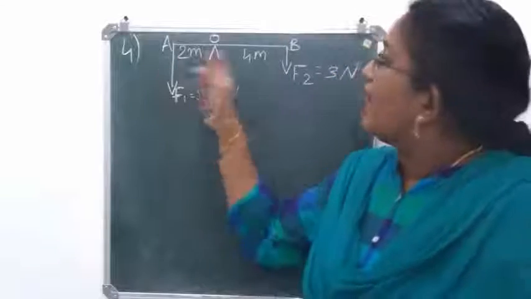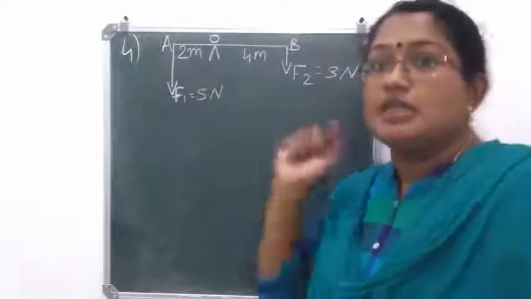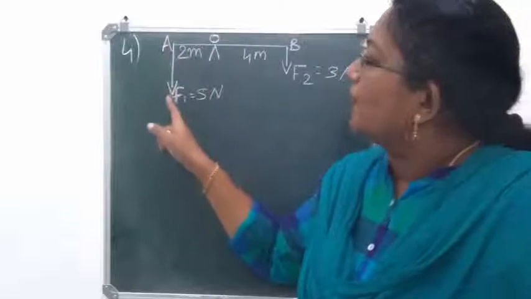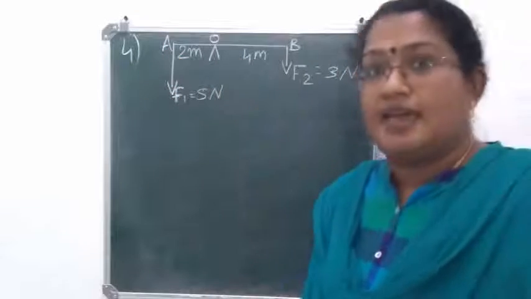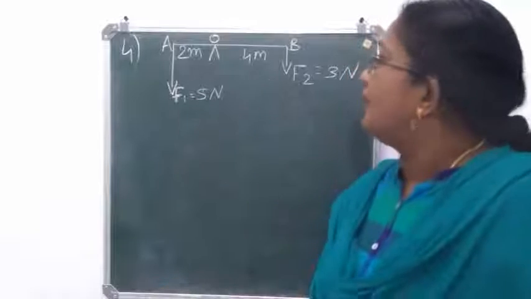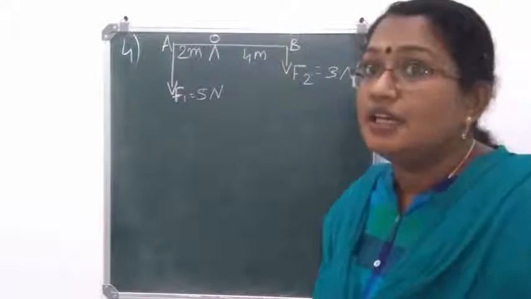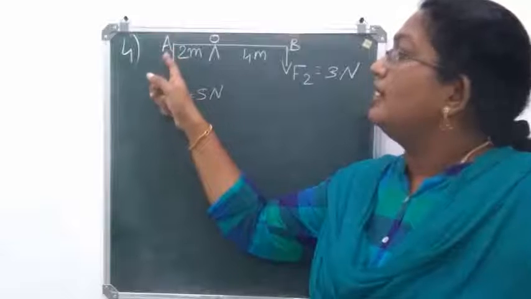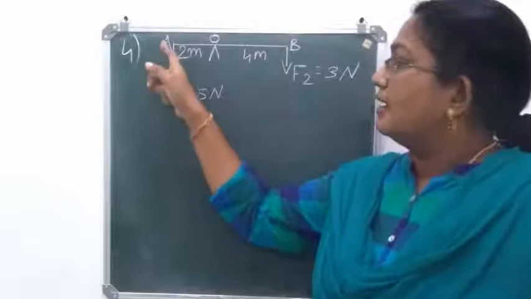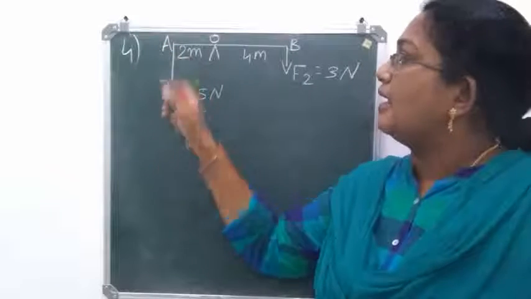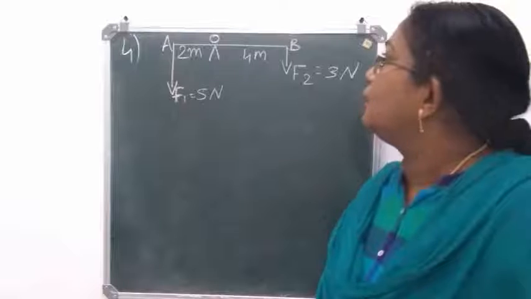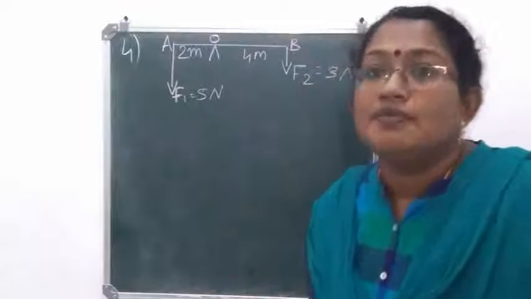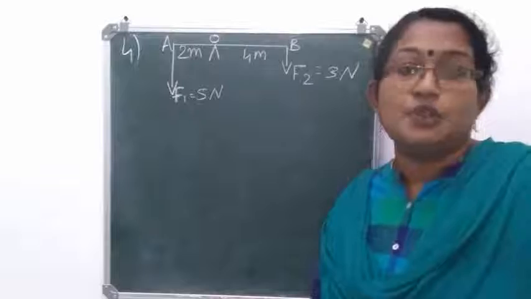Okay. So we are having a rod AB. It is pivoted at the point O. Now we have two forces F1 and F2. F1 is 5 Newton and F2 is 3 Newton. Now this distance between A and O is 2 meter and between O and B is 4 meter. These are the things given. Now we will check what all things we have to calculate.